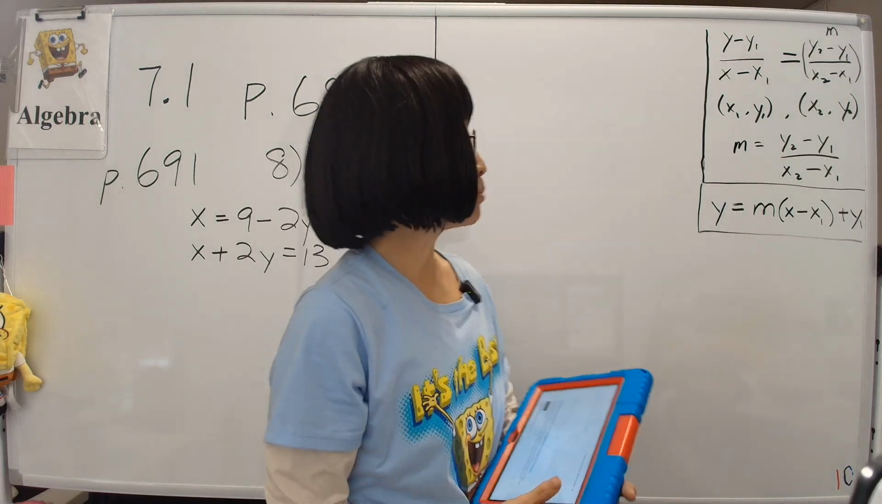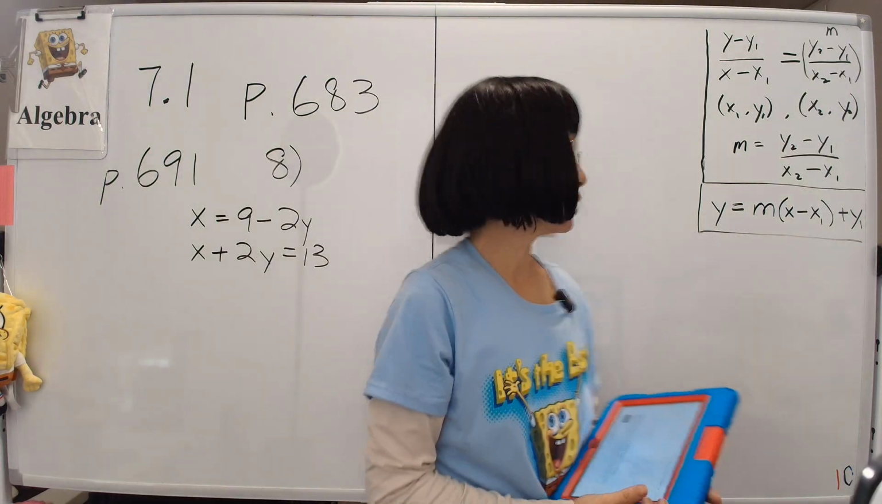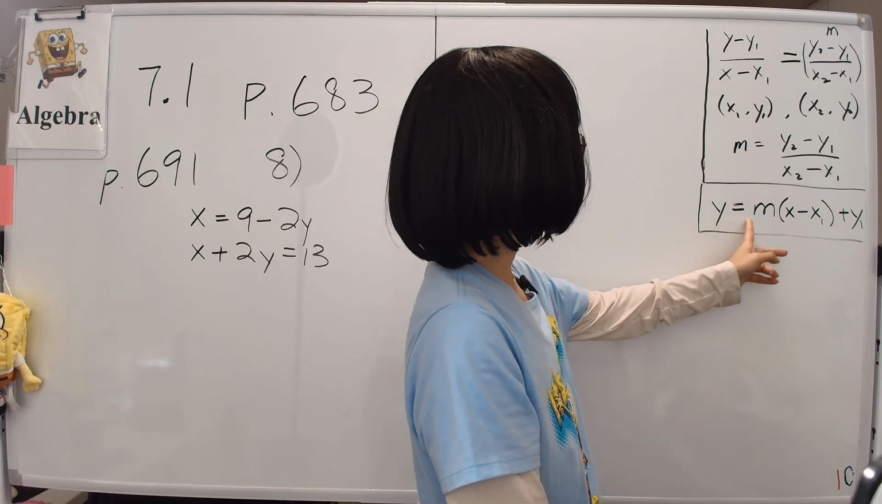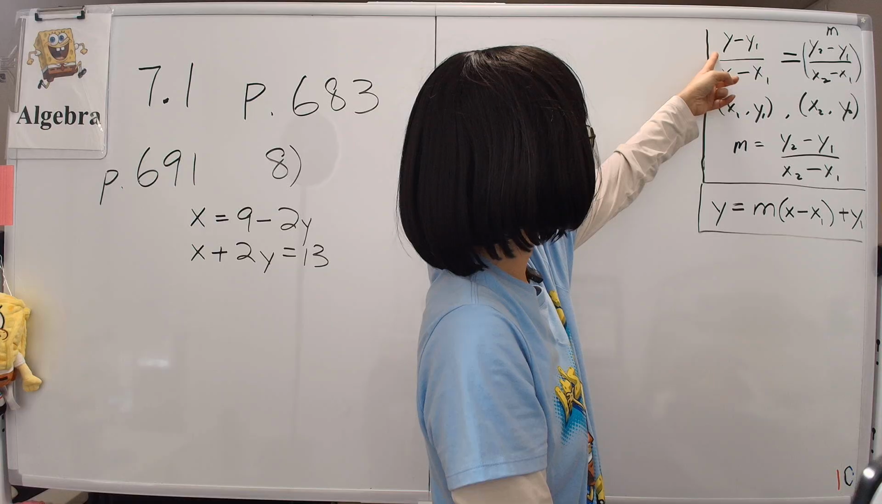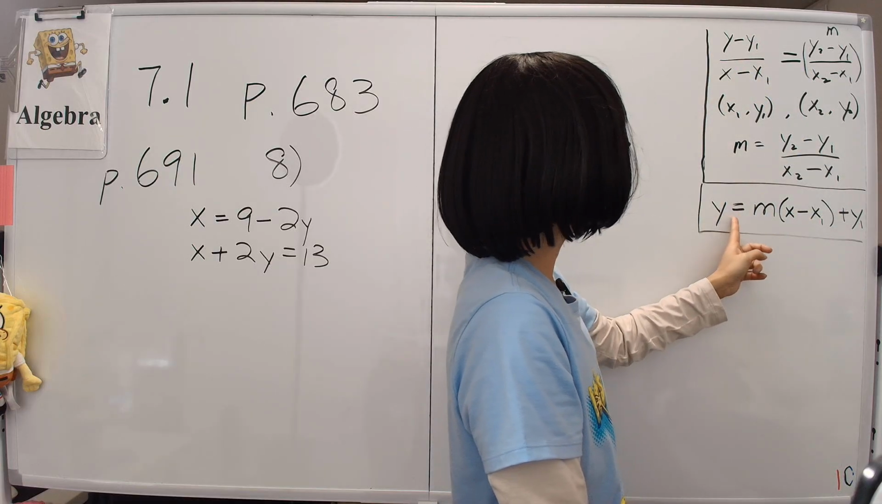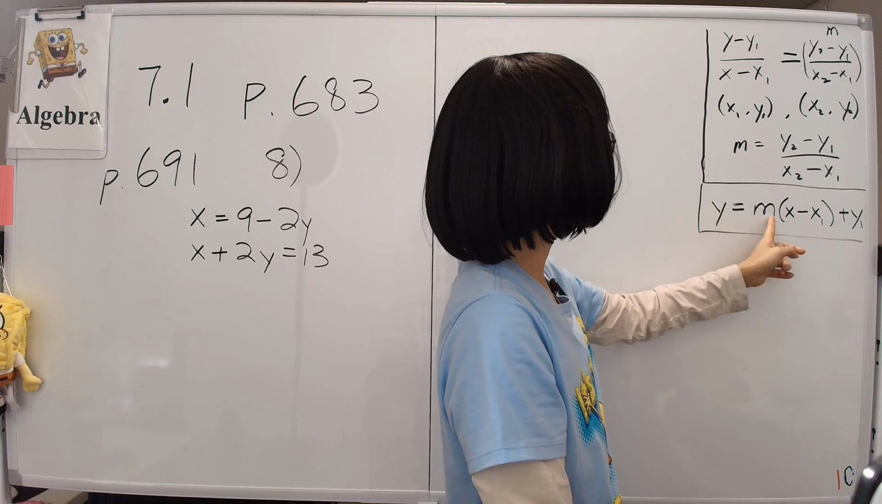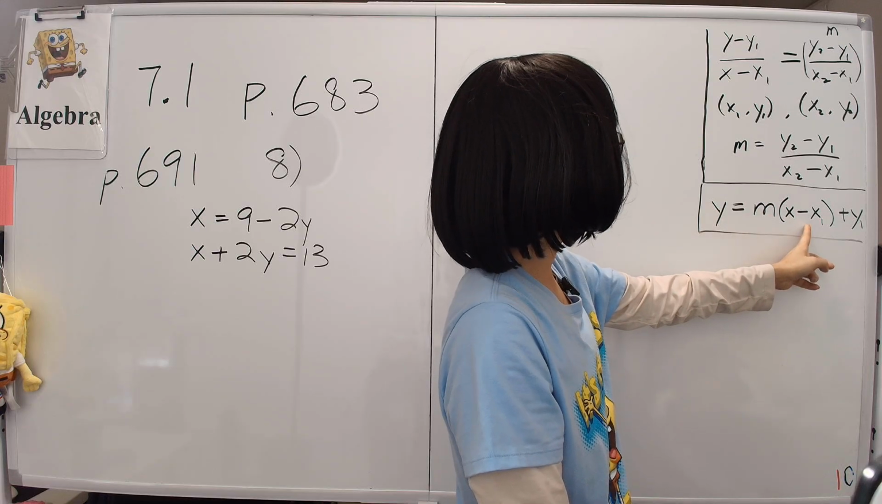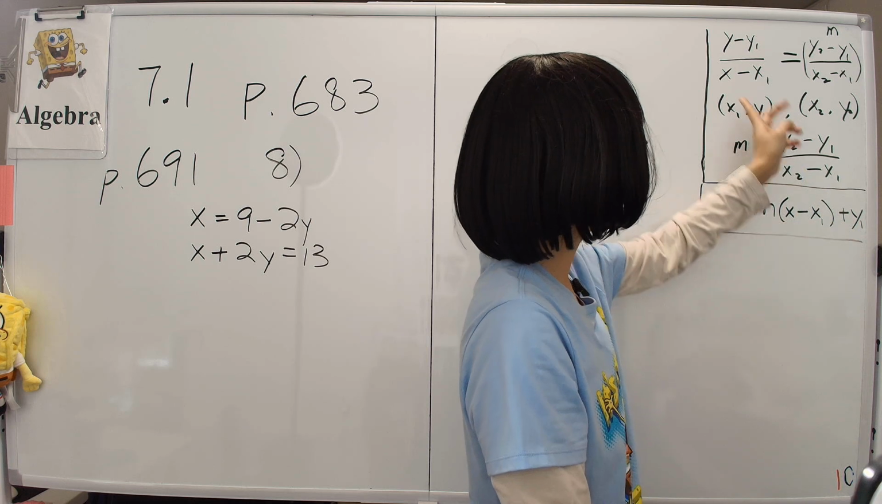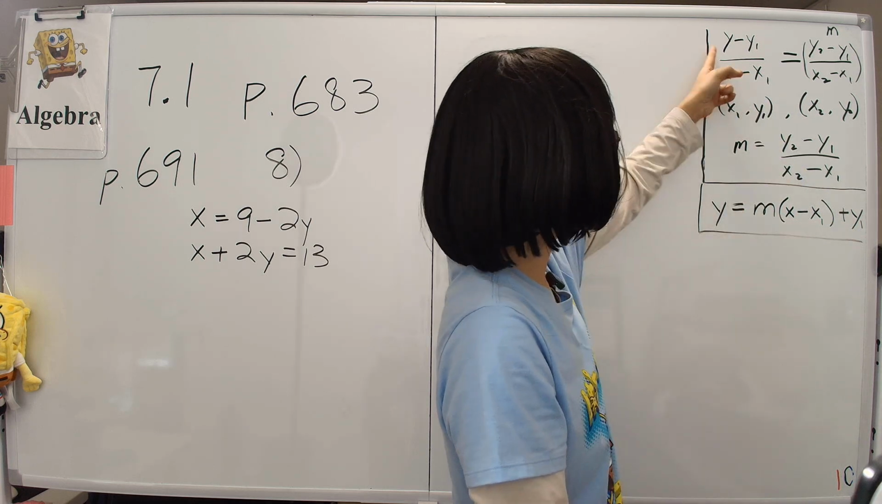Next, let's look at example 8 on page 691. But before that, I want to mention this equation. Now, this equation is the same as this one, just written differently. That is, this thing is m, right? So you can write it as y equals m times x minus x1, and then plus y1, that is, put the y1 on the other side. So this is the same equation as this.